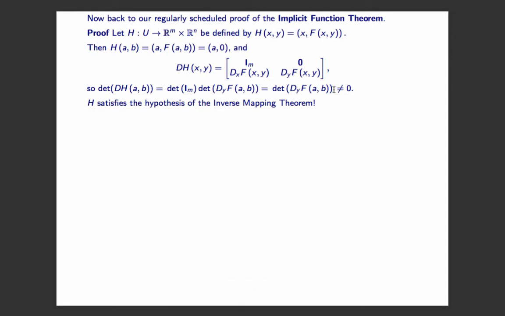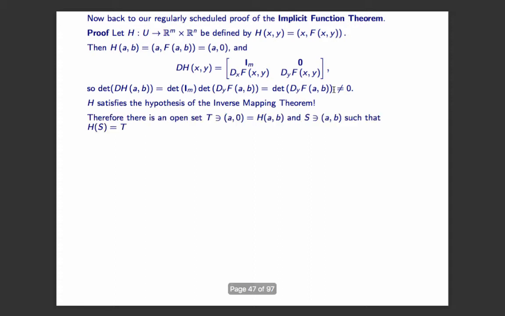So H satisfies the hypothesis of the inverse mapping theorem. Because F satisfies the hypothesis of the implicit function theorem, H satisfies the hypothesis of the inverse mapping theorem. H maps ordered pairs to ordered pairs of the same size, and the derivative is invertible at a point. So H satisfies the inverse mapping theorem. What does that buy us?